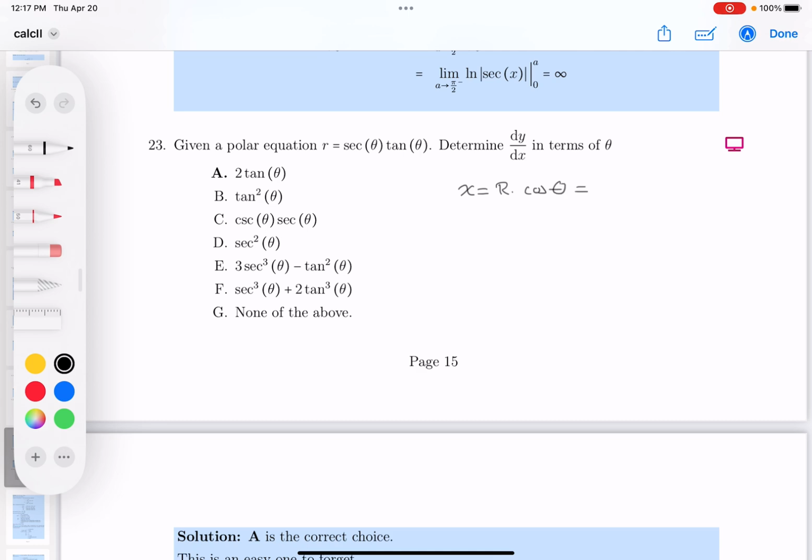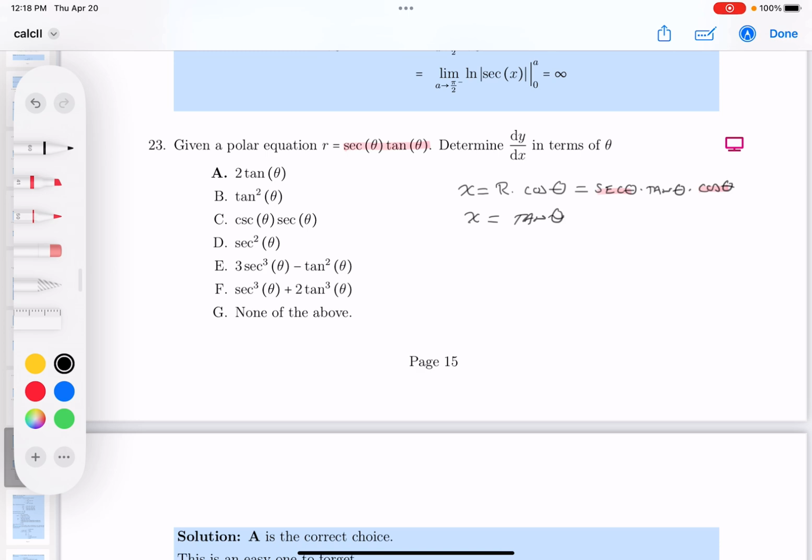And what's r? Well, I'm looking at it, and this is what r is. It's actually a function of theta. So I'll write that down. It's actually secant theta times tangent theta. That's what r is, and then times the cosine of theta. Well, what's nice about this is that secant theta times cosine theta is conveniently 1. So I'll write this over here. x is actually just equal to tangent of theta.